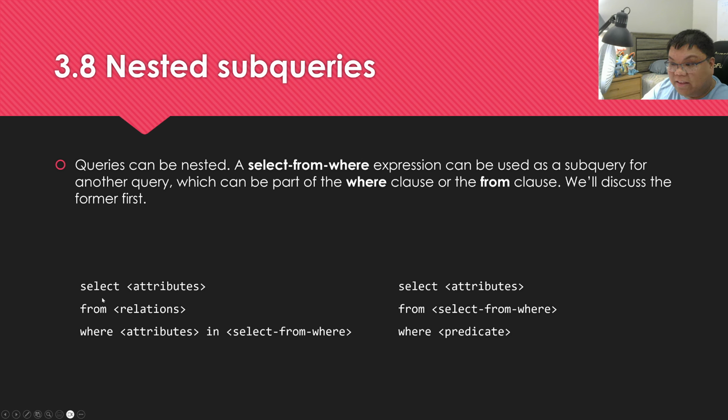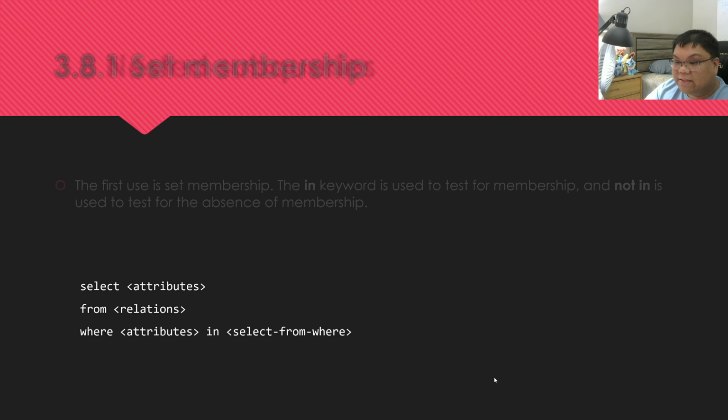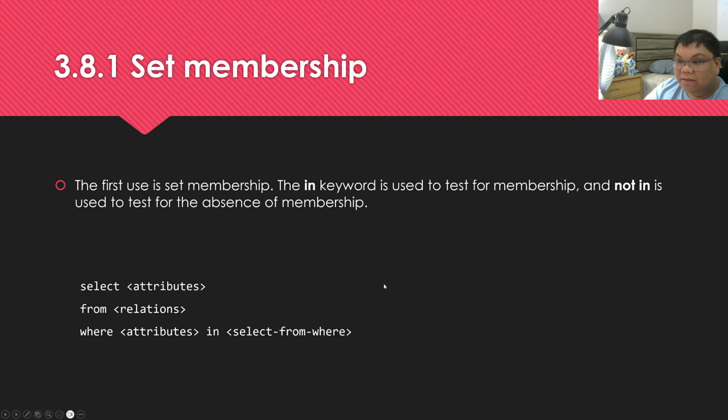So, select attributes from relations where attributes in select from where. Select attributes from select from where where predicate. We're only going to consider this case first. The first use is to test for set membership. The in keyword is used to test for membership, and not in is to test for the absence of membership.